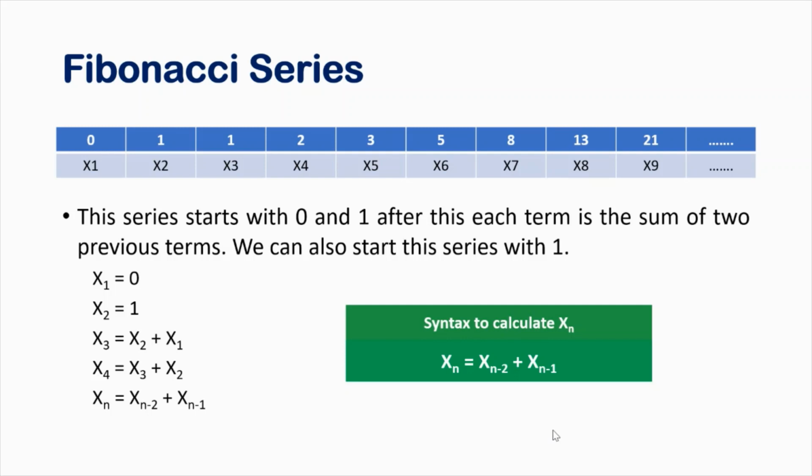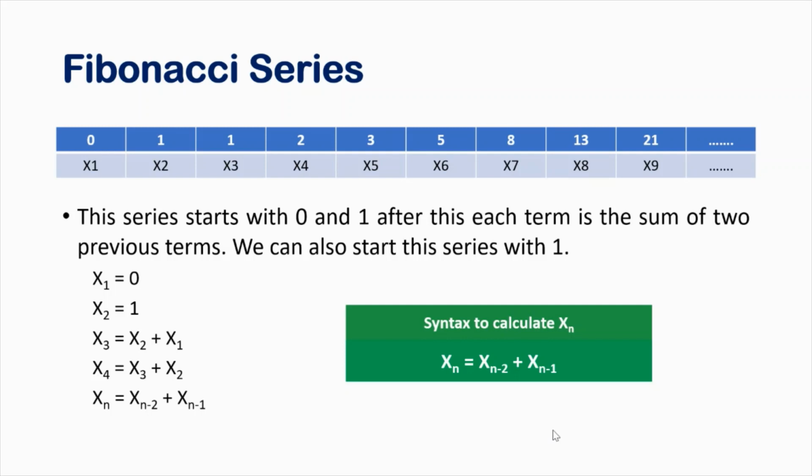For fourth, the previous are third and second. For fifth, the previous are fourth and third. For sixth, the previous are fifth and fourth. For seventh, the previous are sixth and fifth. So like that, we will calculate the Fibonacci of any number.